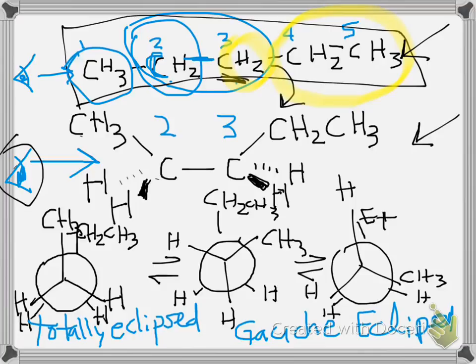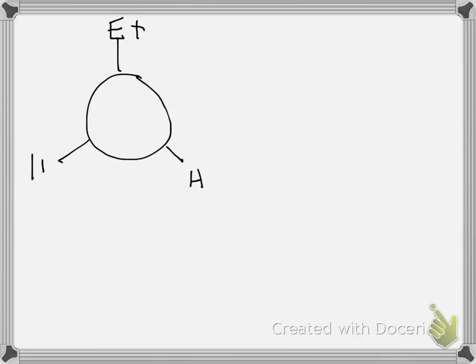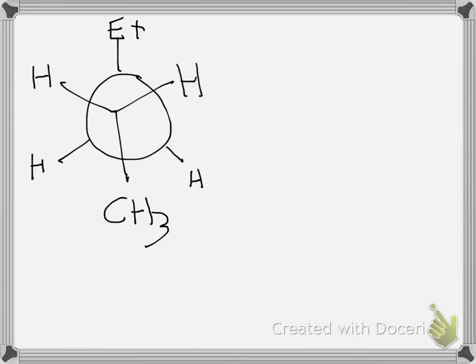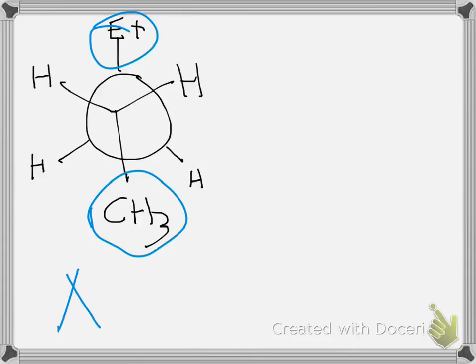And what we can do is draw one more Newman. If we rotate another 60 degrees, remember the back is held constant, so that doesn't change. I'm going to put my ethyl, my hydrogen, and my hydrogen in the back, and we're moving the front. So it went from eclipsed, and now we're going to be staggered again. And now the CH3 is 180 degrees from the ethyl group, the largest group. And when that is the case, we call this staggered, anti.